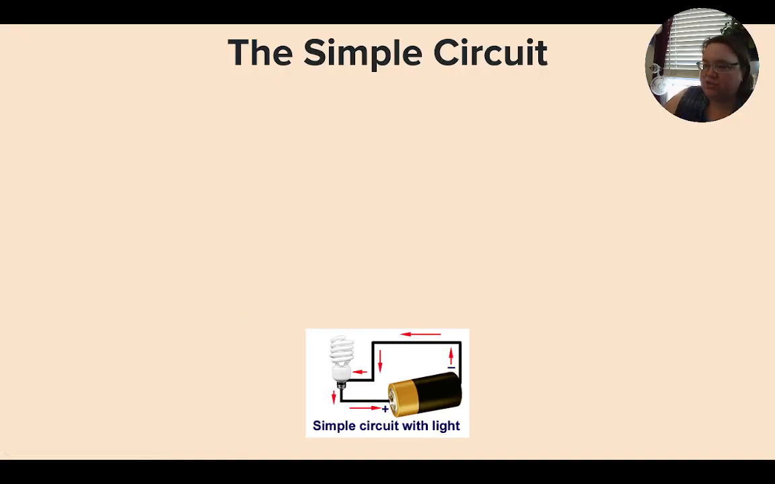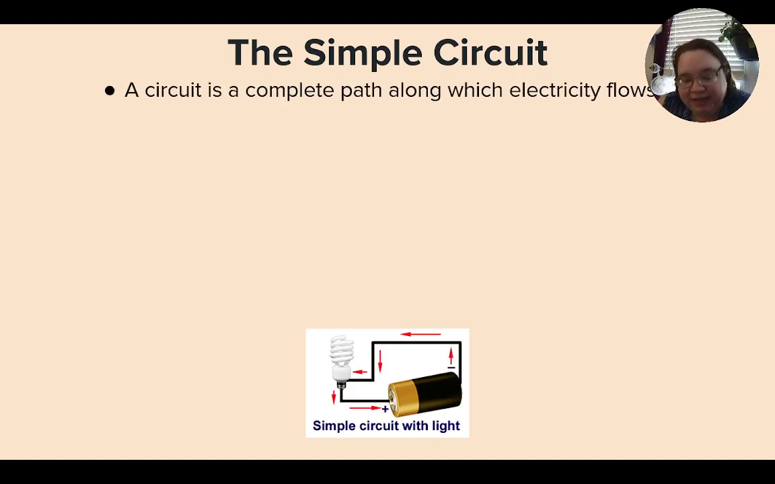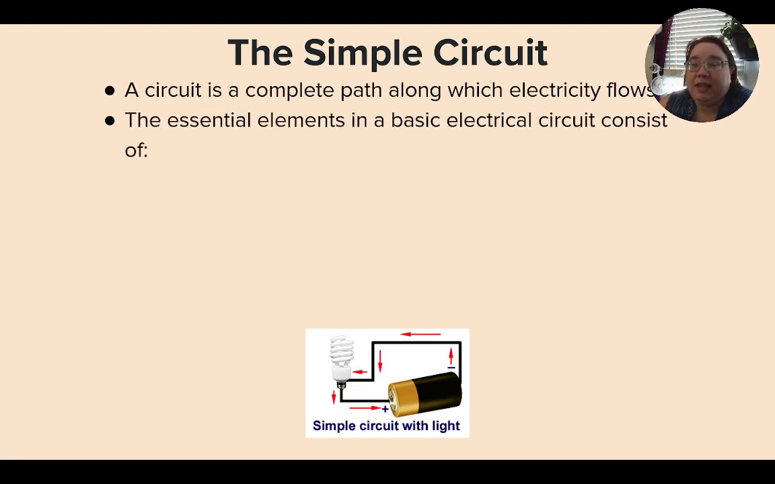So starting with just what is a circuit? A circuit is a complete path in which electrons can flow. In order for my electrons to flow, I have to have a continuous, uninterrupted path.